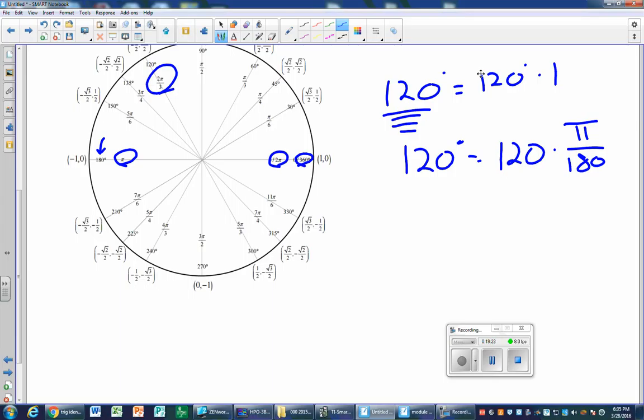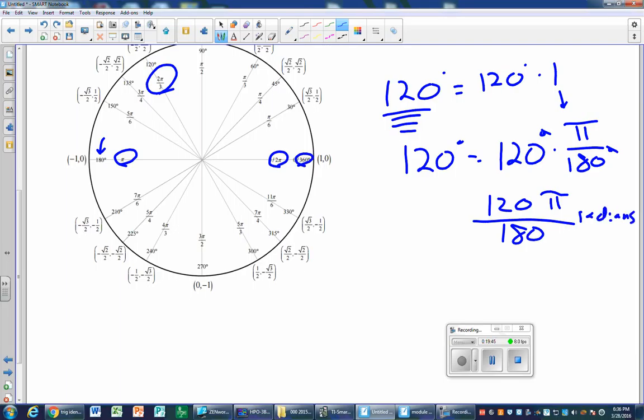Anyway, the point is I am just multiplying by 1. 120 degrees is 120 times 1, and 1 is just pi over 180. Why did I use 180 degrees? Because the degrees cancel out. So I have 120 pi over 180, and these are radians.